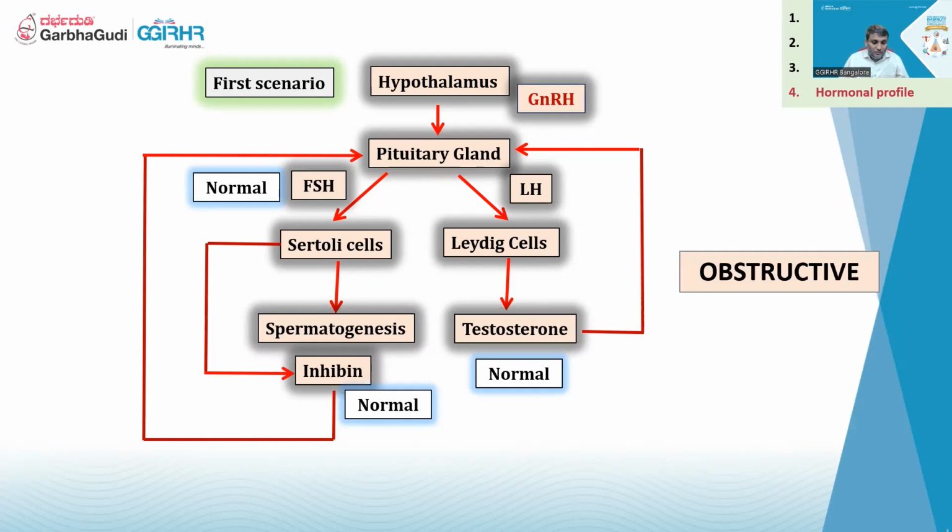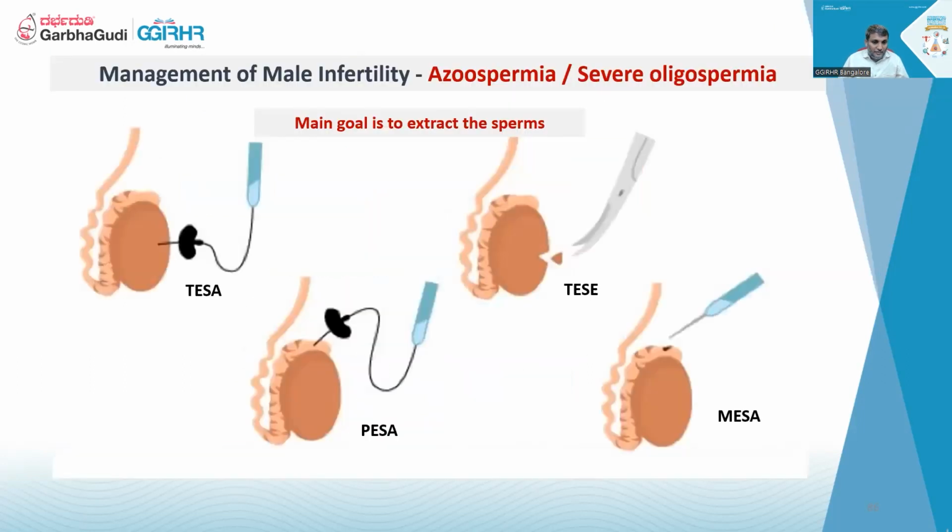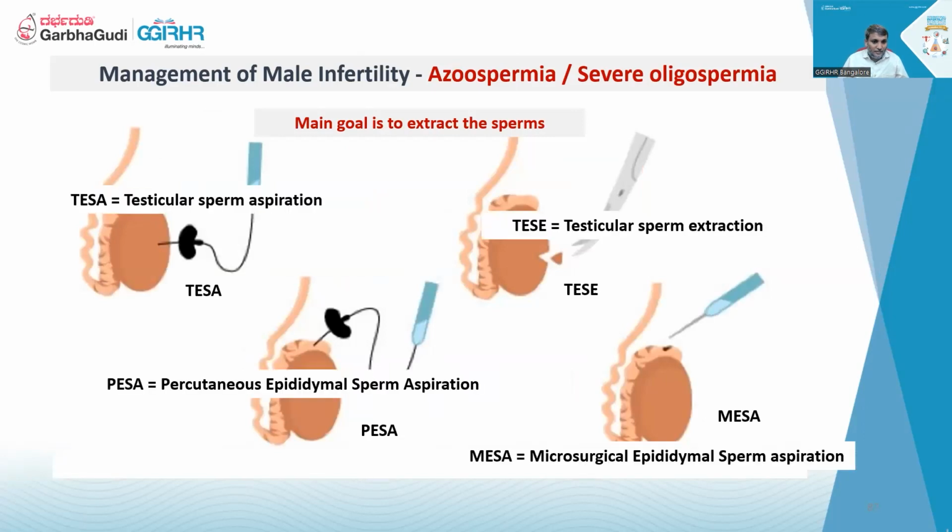Now for this, what is the treatment? TESA, PESA, TESE, MESA. Full forms: TESA means testicular sperm aspiration, directly inject into the testis and remove the sperm. PESA means inject into the epididymis and remove the sperm.